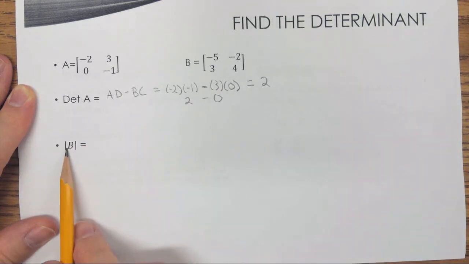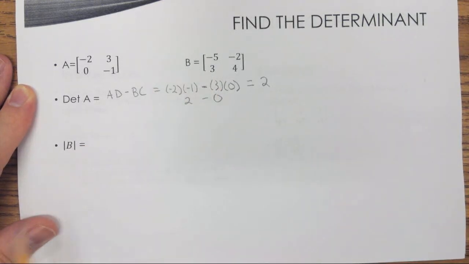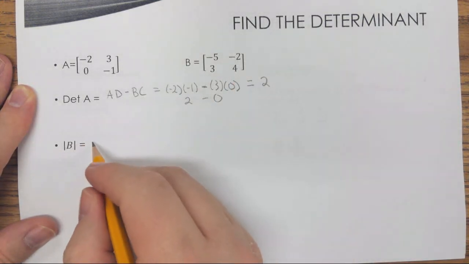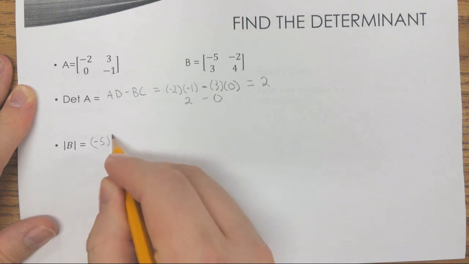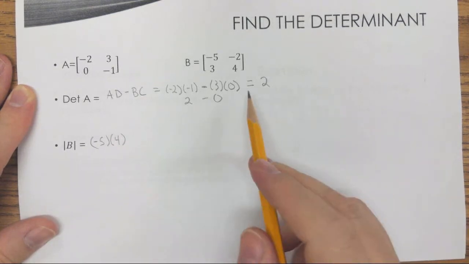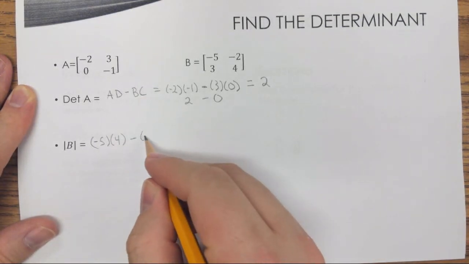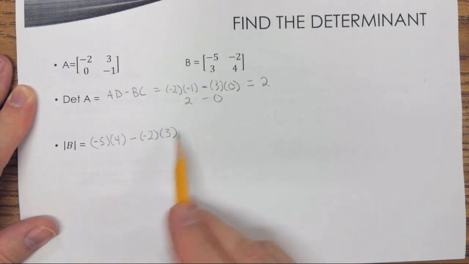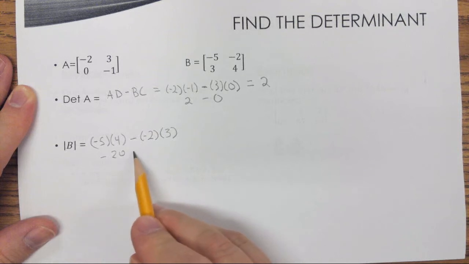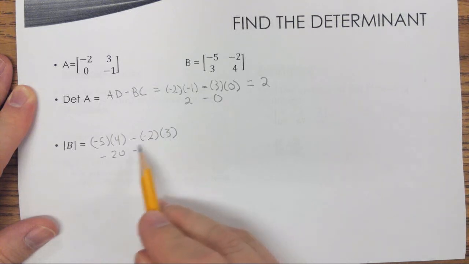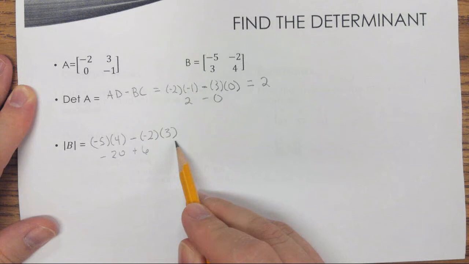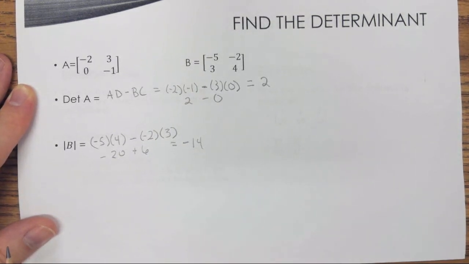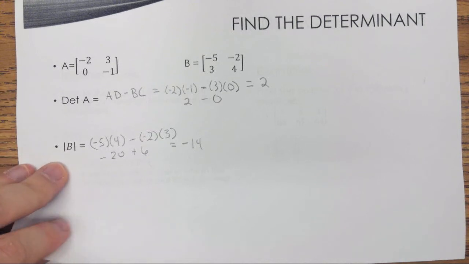Let's find the determinant of B now. Same idea. A times D minus B times C. So negative 5 times 4 minus negative 2 times 3. This is negative 20 minus negative 6, which is going to give us plus 6. That's going to be equal to negative 14. That is how you find the determinant.